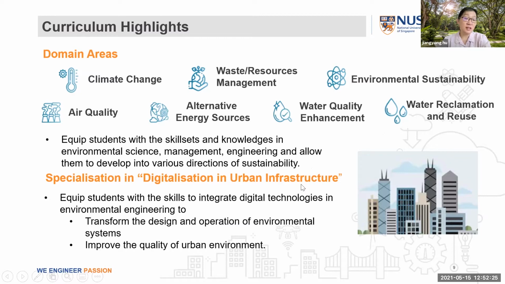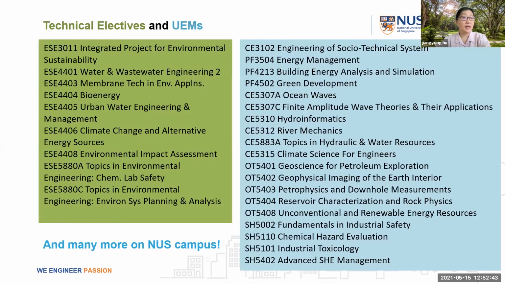This specialization equips our students with a skill set to integrate digital technologies into environmental engineering, transform the design and operation of environmental systems, and improve our urban environment quality. All right, so this is one type of option. Under this option, you will have technical electives. You can choose from this list of modules, choose 2 only.